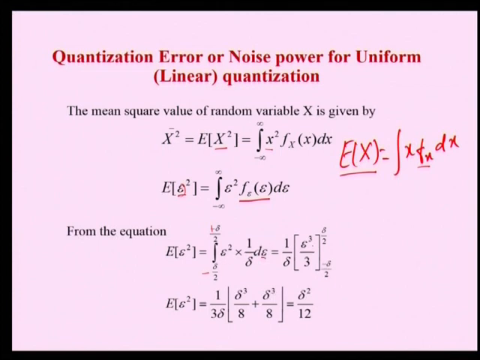So, epsilon square becomes epsilon cube by 3, and the limits are minus del by 2 to plus del by 2. After applying the limits, we get 1 by 3 times del cube by 8 plus del cube by 8. So, this gives del square by 12 after simplification. This del square by 12 is the noise power.